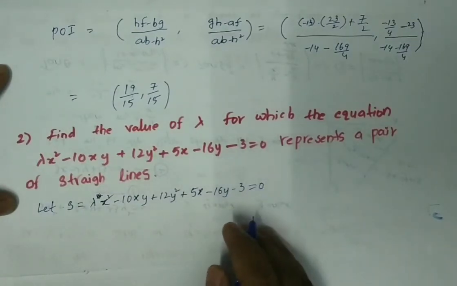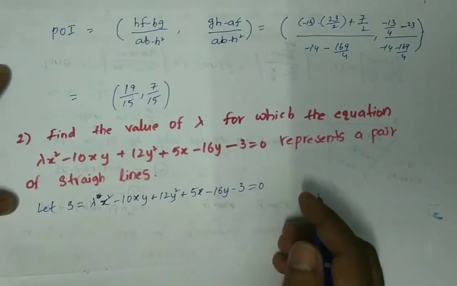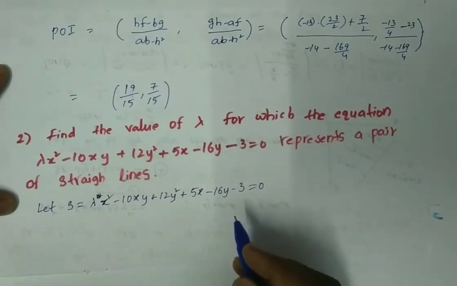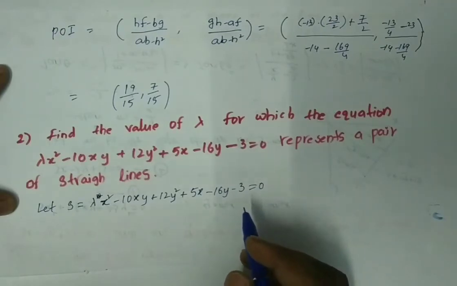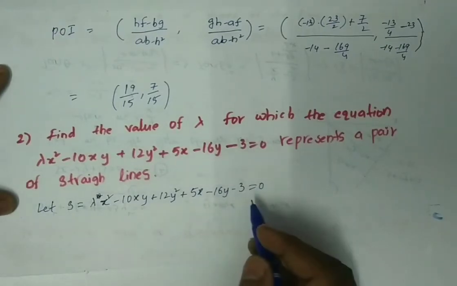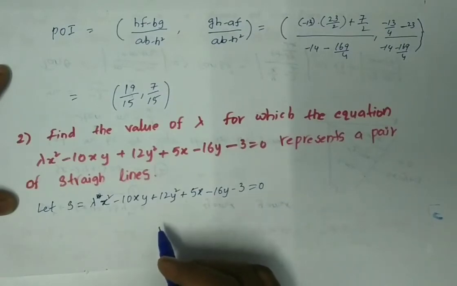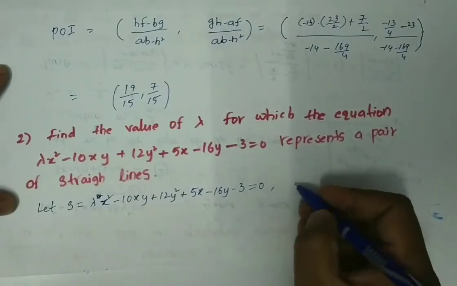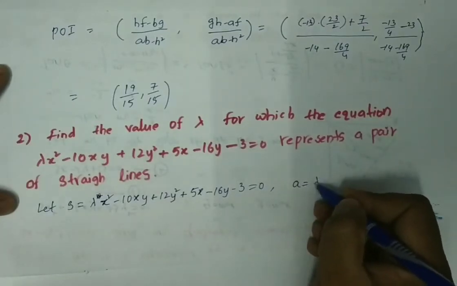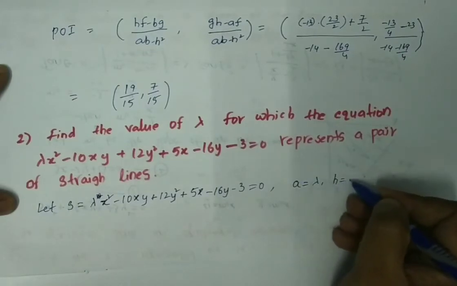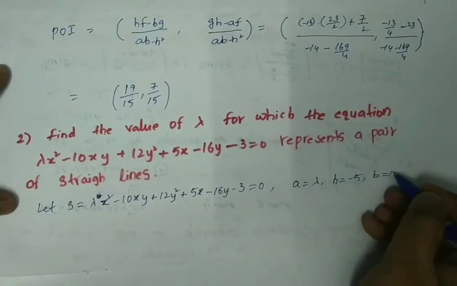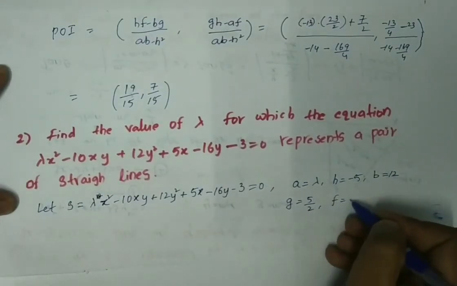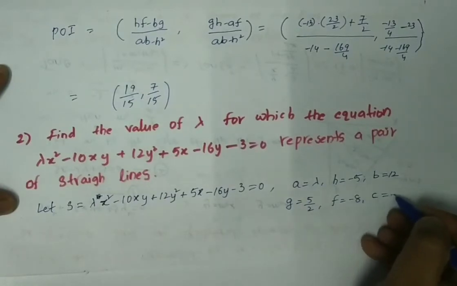So this is the equation S = 0. Next, we have to compare the given equation with the equation ax square plus 2hxy plus by square plus 2gx plus 2fy plus c is equal to 0. We get the values: a is lambda, h is -5, b is 12, g is 5 by 2, f is -8, c is -3.